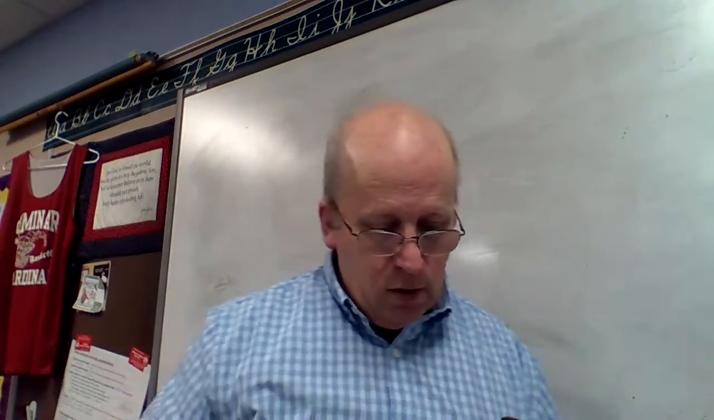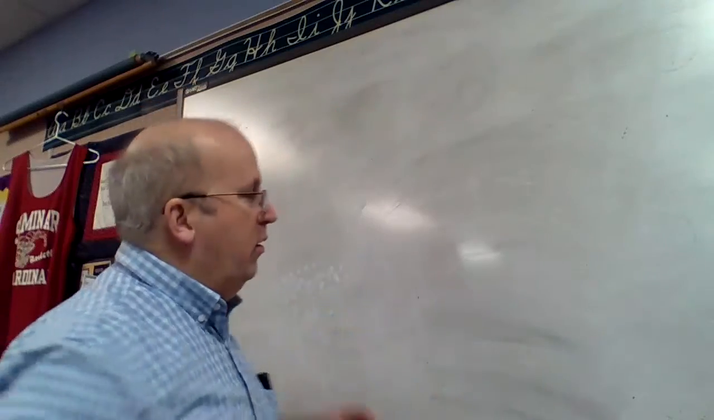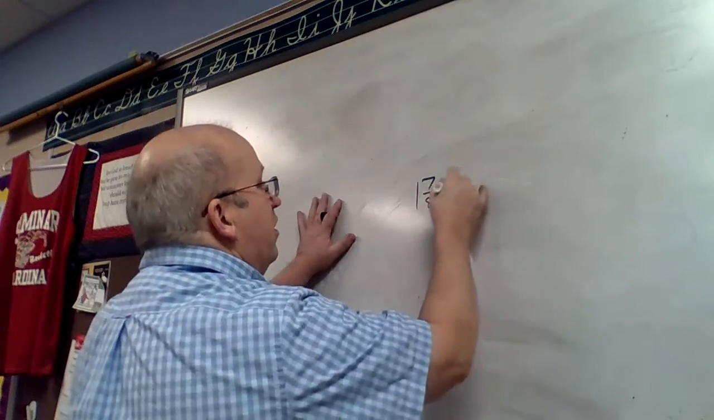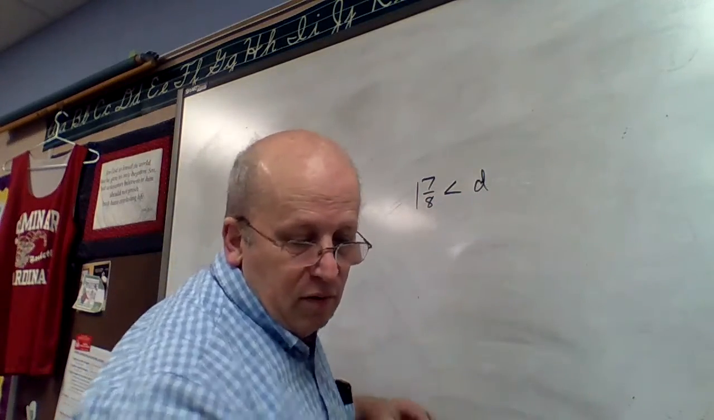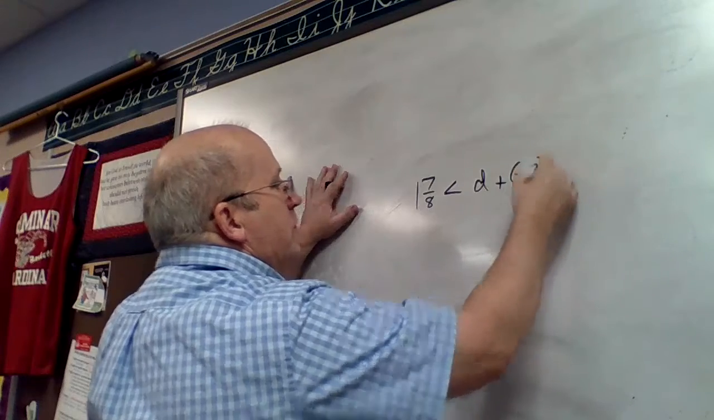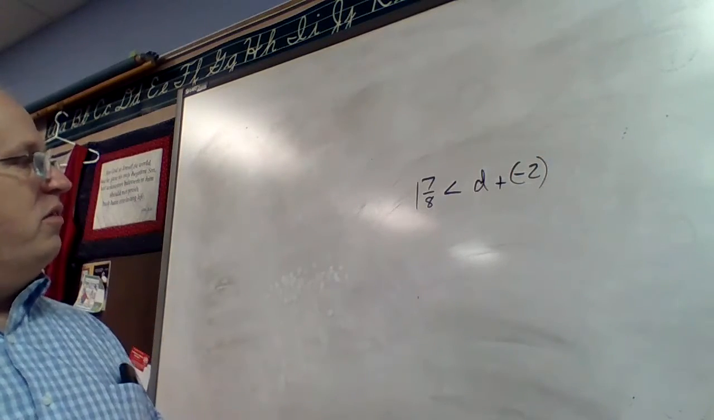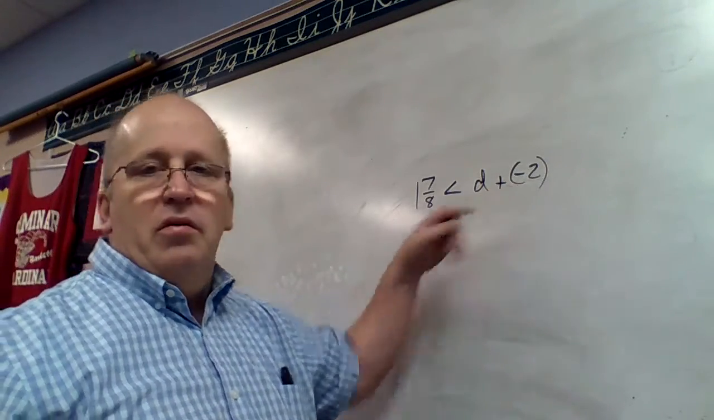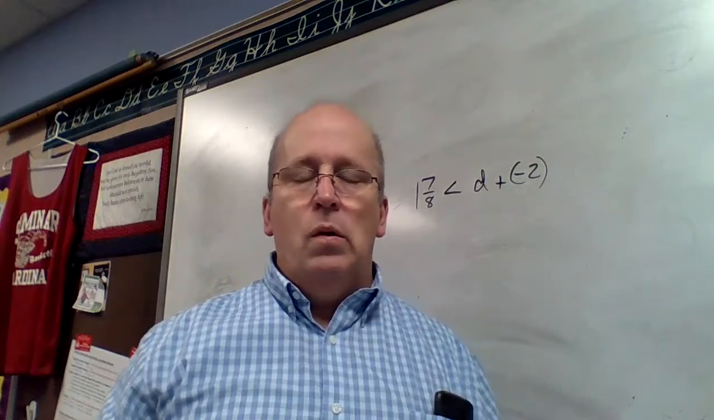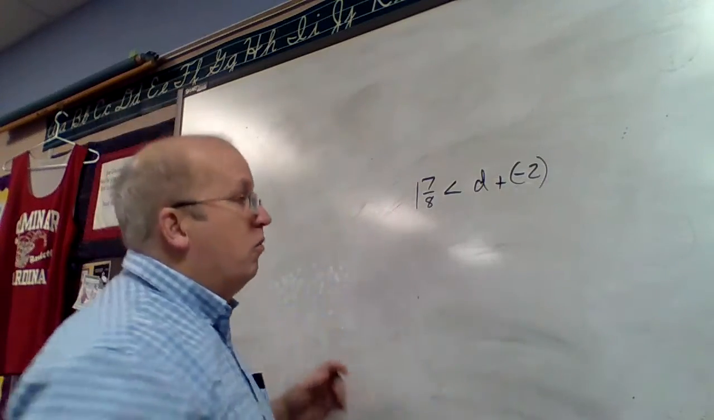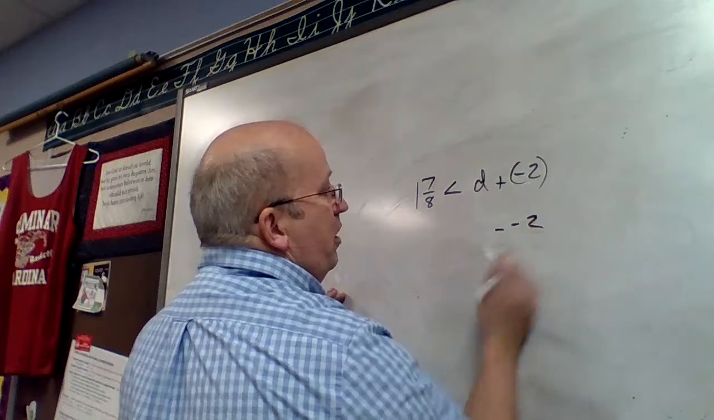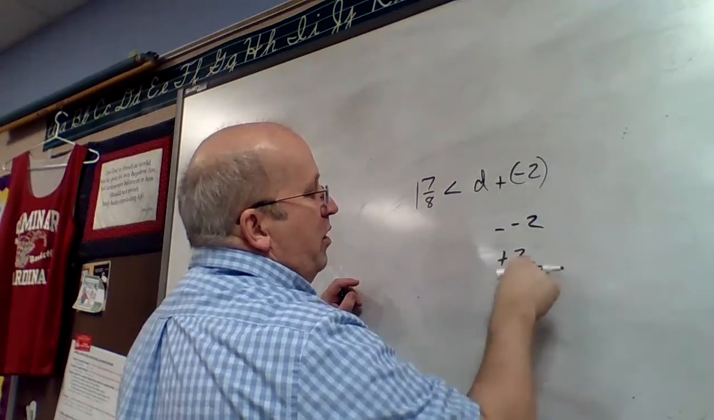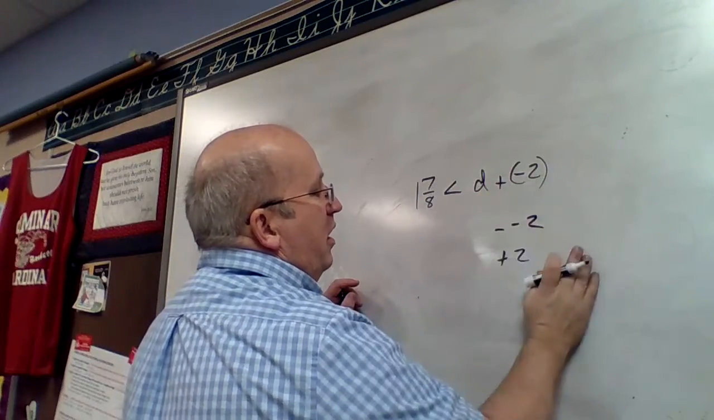How about something like one with a fraction? Won't that be fun? 1 7/8 is less than d plus negative 2. Well, how do I get rid of that adding of negative 2? What's the opposite of adding negative 2? I can talk about it two ways. Well, the opposite of this is subtracting negative 2, or the opposite of this is adding a positive 2. It doesn't really matter. Both of these are opposites of adding a negative 2.